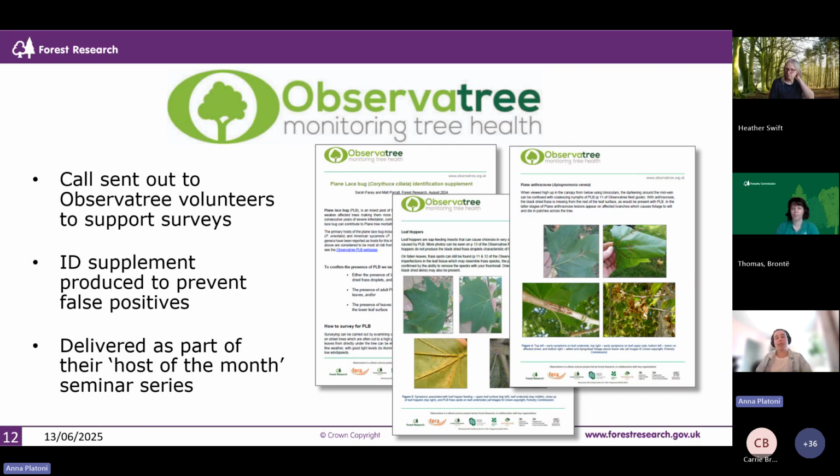But yeah, the hope for this supplementary guide was to help the volunteers distinguish between PLB and other common insects and diseases found on plane, which was an attempt to reduce the false positives, and that seems to have worked really well. So this was essentially a call to action for the observatory volunteers, and it was delivered as part of a host of the month webinar that the volunteers attended in September, and then they had a question and answer session with the scientists to learn more.